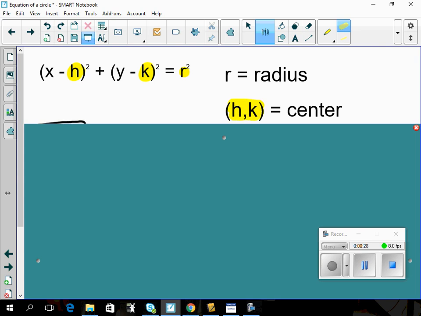I'm not too concerned that you know what HK represents, because as you further your studies in mathematics, HK is going to represent other things. But for a circle, it represents the center of the circle, and R represents the radius. So let's take a second, because on Friday we're going to go to the library and do our breakout box, and you need to know what a radius is. So someone tell me what a radius is.